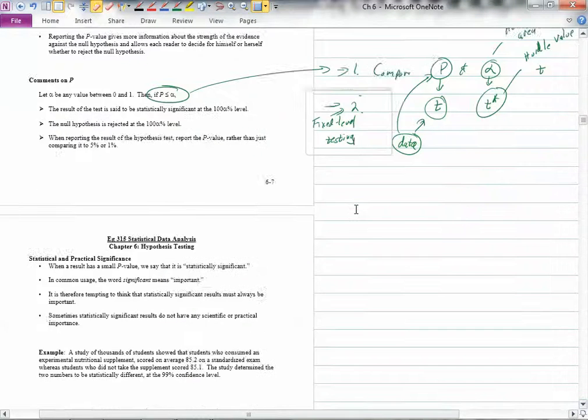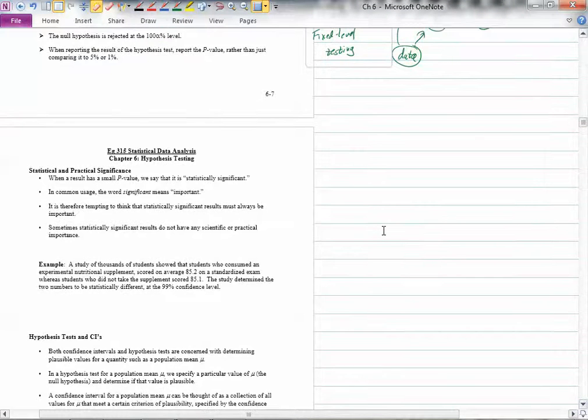Okay, a couple things before we get going on some examples and group problems is terminology. When we reject the null hypothesis, we say the result is statistically significant.